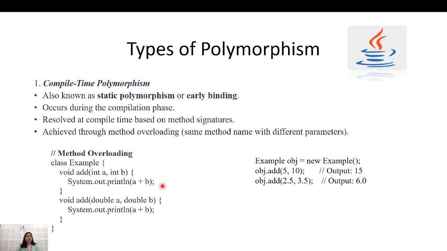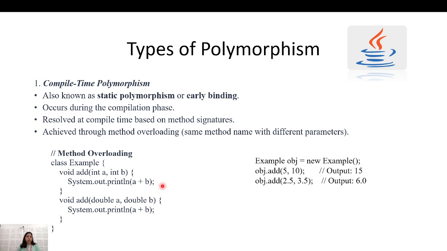So it is called early binding, and it is called static because whichever method I want to call is determined at static time. That means I know it previously, not at execution time. Before that I know it, so it is called static polymorphism. It is resolved at compile time based on the method signature, and it is achieved through method overloading.